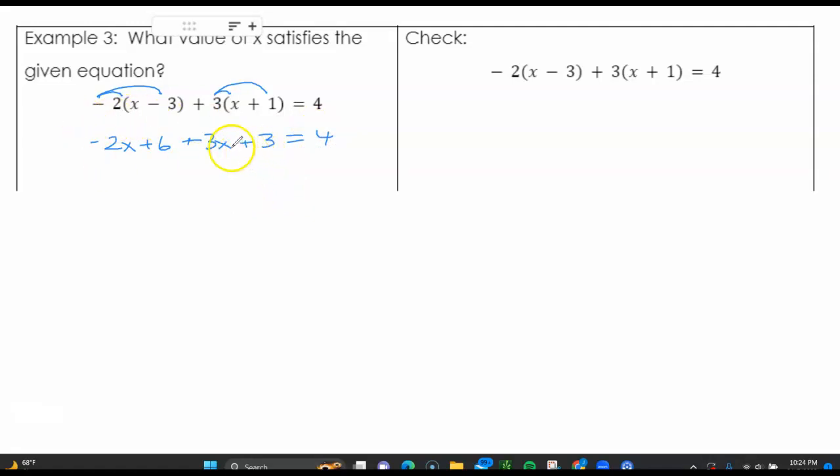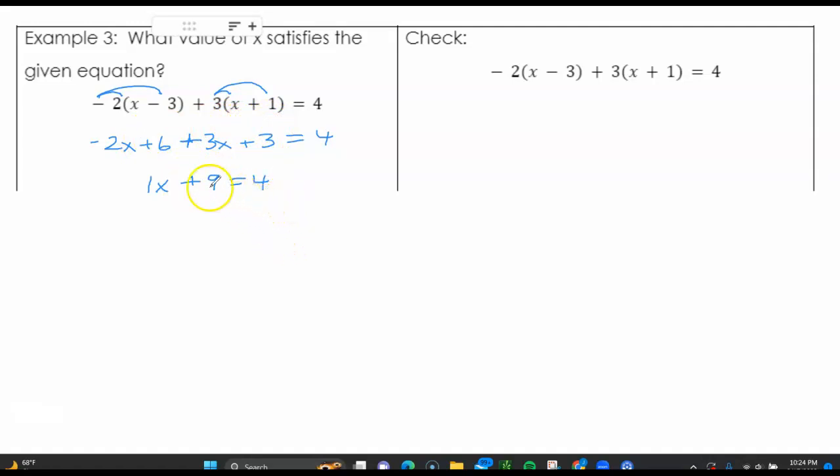We have a bunch of stuff on the left side of the equation that we need to combine together so that we can simplify the left side of the equation. So negative 2 plus 3 makes 1, positive 1, so 1x. And then 6 plus 3 makes 9.